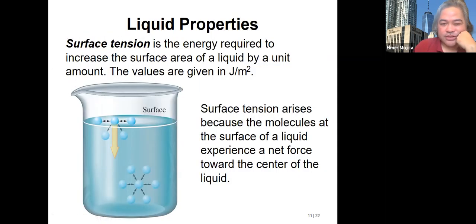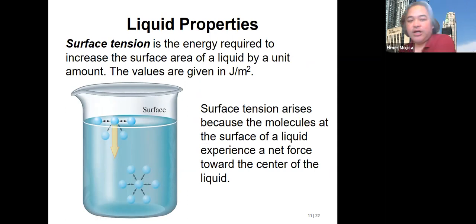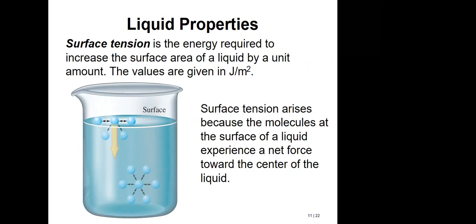and viscosity. So surface tension, this is the energy that is required to increase the surface area of a liquid by a unit amount. And the values are usually given in joules per meter square. So when you say joules, joules is the unit of what? Anyone? Energy. Joules is a unit of energy.